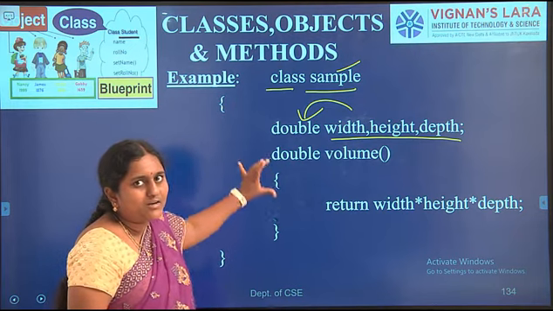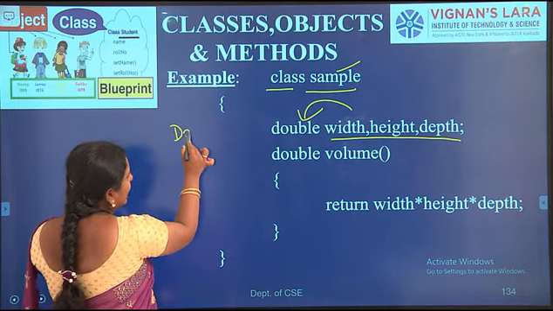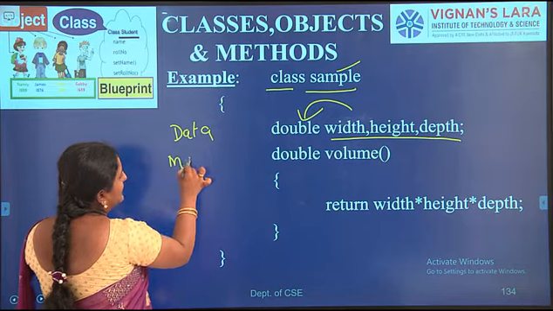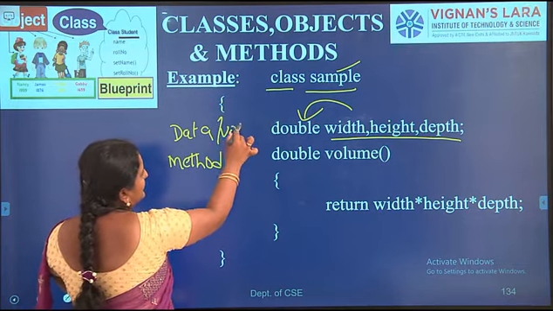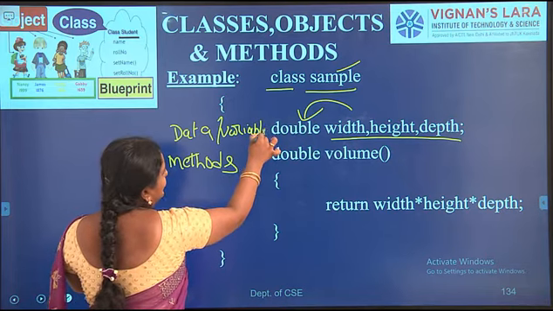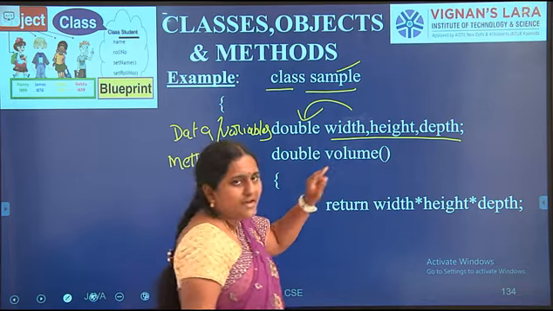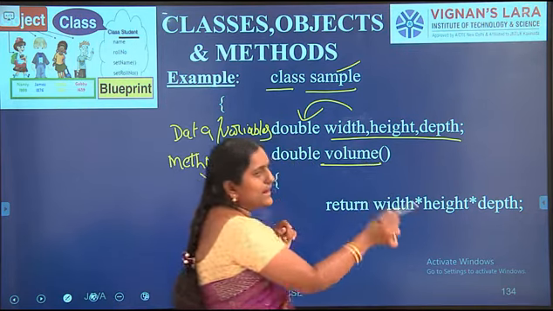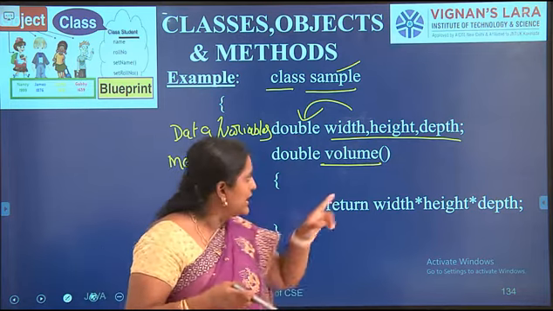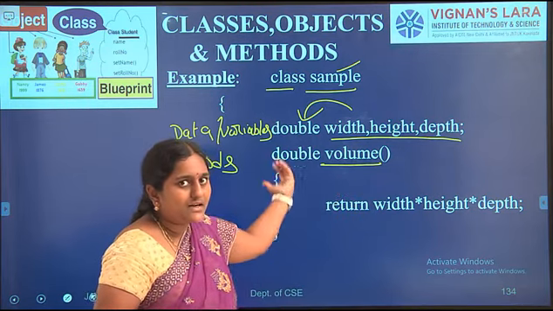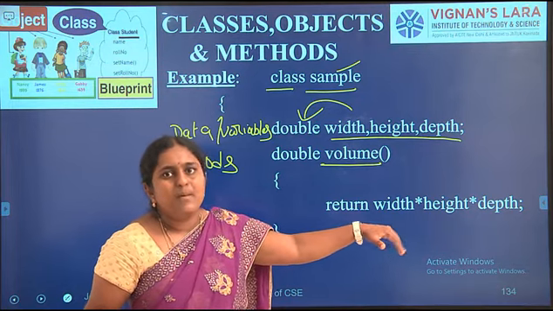What is the remaining part? What does a class contain? Data and methods. Data we can also call variables. The variable part is completed in the class definition. So what is the remaining part? Methods. Here I am defining one method, volume. Every method contains four basic parts: name of the method, what the method may return, and a list of parameters.